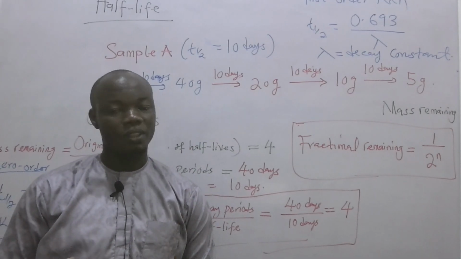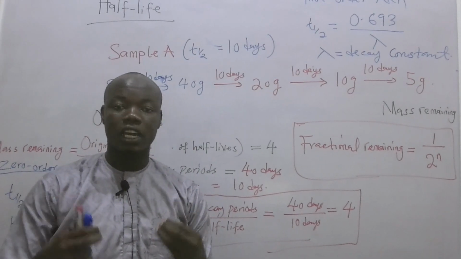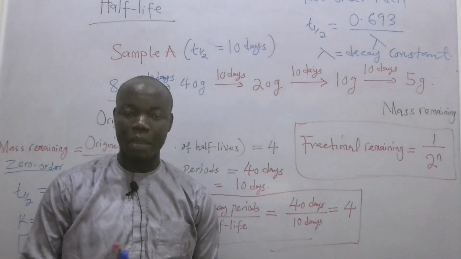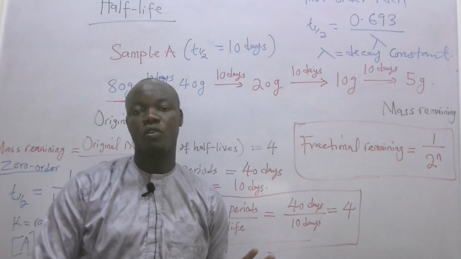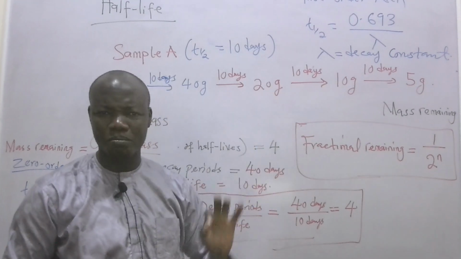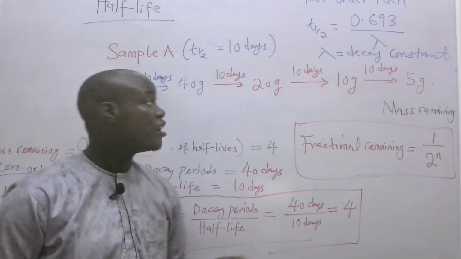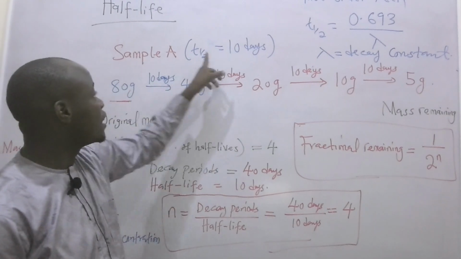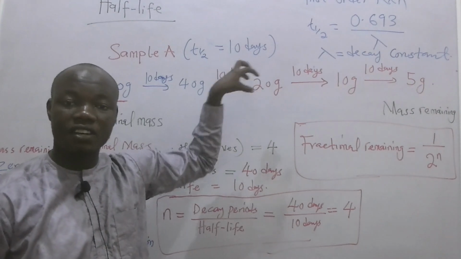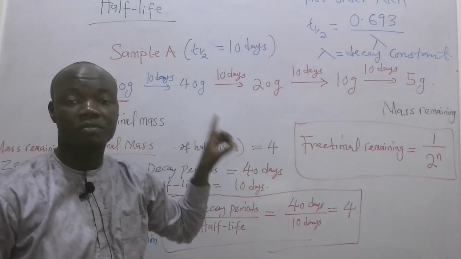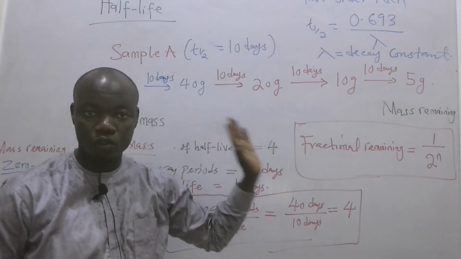Number 1, we started with the definition of half-life, which is defined as the time taken for a radioactive substance to decay to half of its original mass. So here we have sample A, and sample A has a mass of 80 grams, and the half-life for sample A is 10 days. It means that after every 10 days, the mass of sample A will reduce to half.